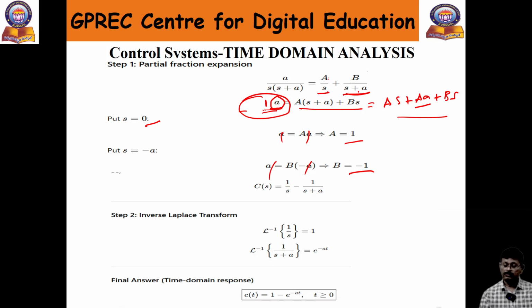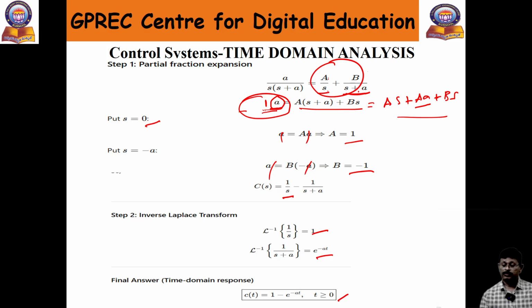Now substitute here: C of s equals A value 1 by s, B value is minus 1, so minus 1 by (s+a). Now apply the inverse Laplace transform. The inverse Laplace transform of 1 by s is 1, and of 1 by (s+a) is e power minus at. Now the response in time domain is c of t equals 1 minus e power minus at, for t greater than or equal to 0.